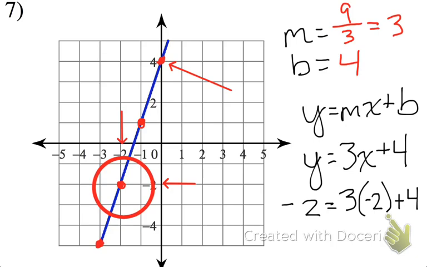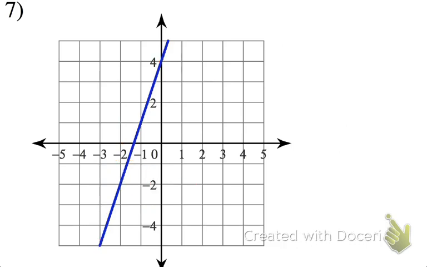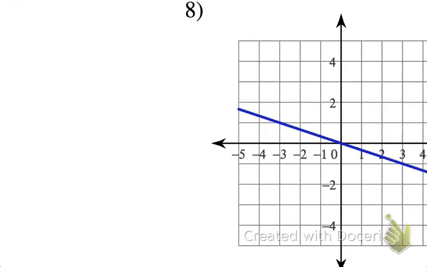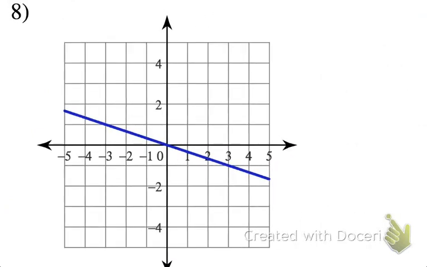All right, let's go ahead and simplify. -2 is equal to 3 times -2 would be -6 plus 4. Well, that -2 still stays the same. -6 plus 4 is -2. Is -2 equal to -2? Heck yes, it is. So that means we had a good equation. Good to go.